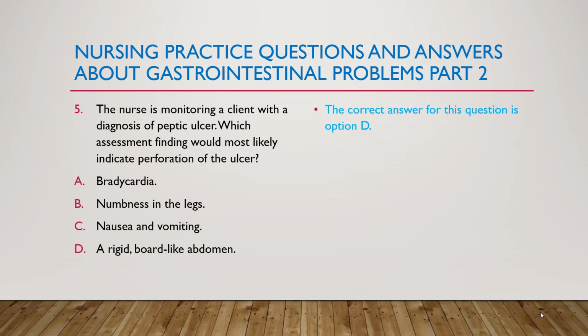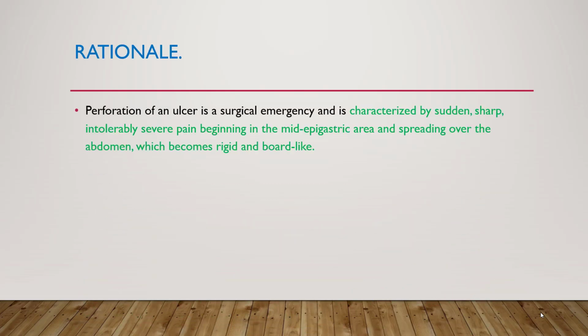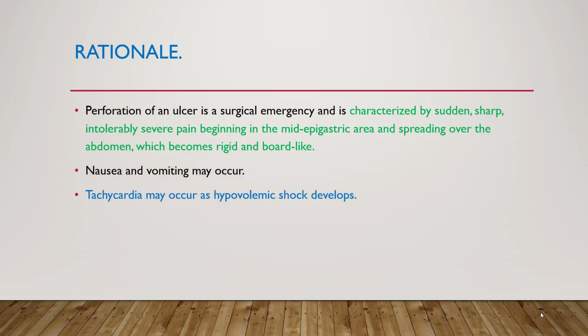So the correct answer for this question is option D. A rigid, board-like abdomen. Perforation of an ulcer is a surgical emergency and is characterized by sudden, sharp, intolerable, severe pain beginning in the mid-epigastric area and spreading over the abdomen, which becomes rigid and board-like. Nausea and vomiting may occur. Tachycardia may occur as hypovolemic shock develops. Numbness in the leg is not an associated finding.